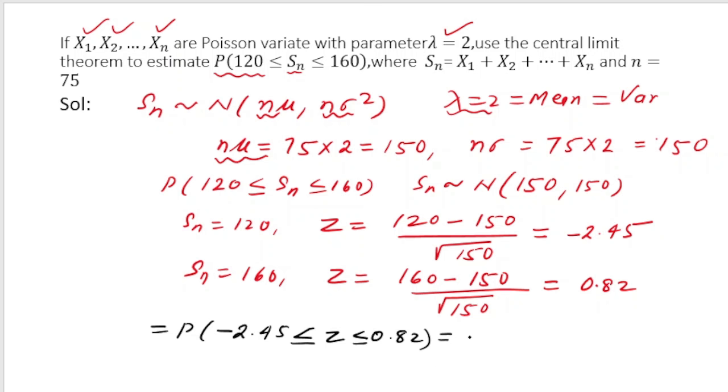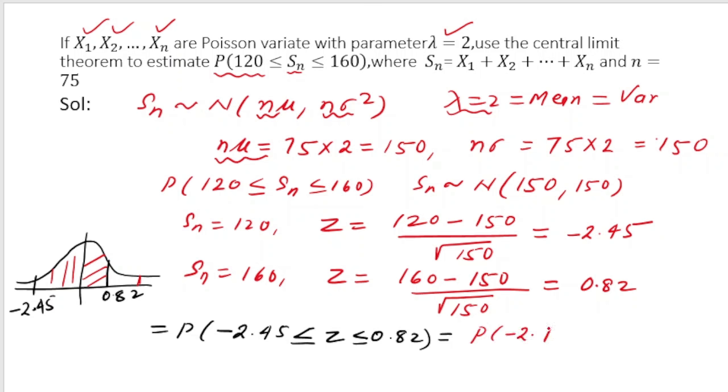If I have to use this table, or let me write, basically if you look at the normal distribution curve, it will look like this. So we have this point, if I call it minus 2.45, and this point, if I call it 0.82. So I have to calculate the total probability. This probability I can directly check from the table, and to calculate this probability I can use the symmetry, right? So I can write the probability of minus 2.45 less than or equal to Z less than or equal to 0, plus the probability for 0 less than Z less than 0.82.